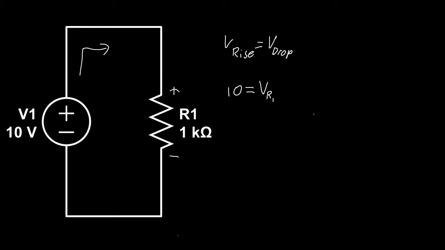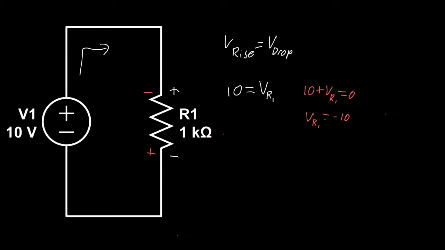But let's say that we didn't have our positive and negative signs around the right way. Now we assume that because of the direction we move through R1, that it's a voltage rise. So V rise equals V drop, V source plus VR1 is equal to 0, and so then VR1 is negative 10 volts. This is what I meant earlier.